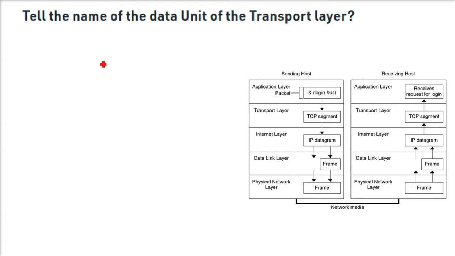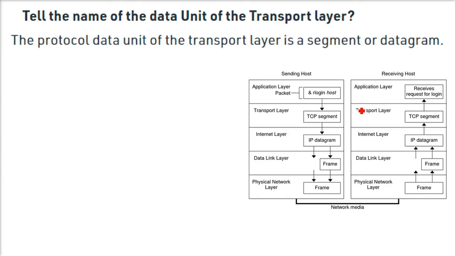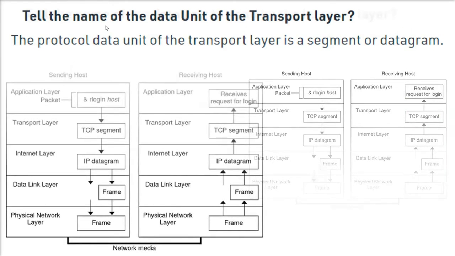Tell the name of the data unit of the transport layer. So this is the TCP/IP updated model. The protocol data unit of the transport layer is a segment. Sometimes you call it a TCP segment. But if you're talking about UDP, it is called a datagram. Please remember, UDP is for User Datagram Protocol. So datagram for UDP, segment for TCP. TCP are the segments. UDP are the datagrams. So these are the names of the data unit of the transport layer. There are other names also which I highlighted if you just have to look at it.